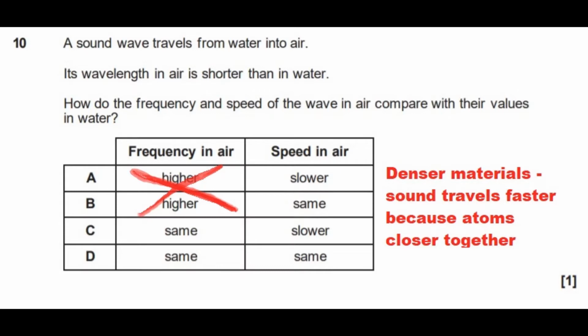Alternatively, instead of eliminating A and B first, you can eliminate B and D, because you know that the speed will change. The speed will change when it goes from one medium to another, so you know that it can't be the same. So you can eliminate B and D. So it can either be A or C. And because the frequency stays the same, the answer is also C.